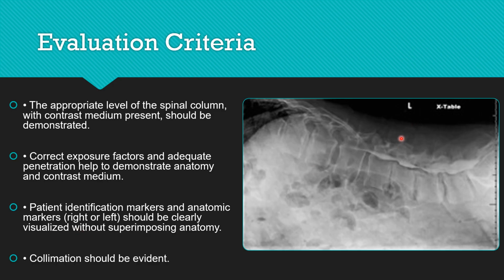So make sure the marker is not here in the spinous processes or right in the lumbar area. We need to see if there's an HNP, the herniated nucleus pulposus, if it's kind of leaking out. Collimation should be evident. So just collimate to the body. You don't need to have too much light above the free space here. You don't need the entire stomach. You just need the spinal canal and the vertebra.